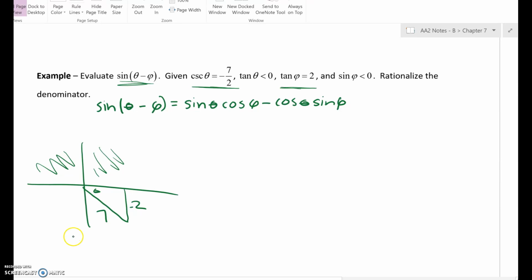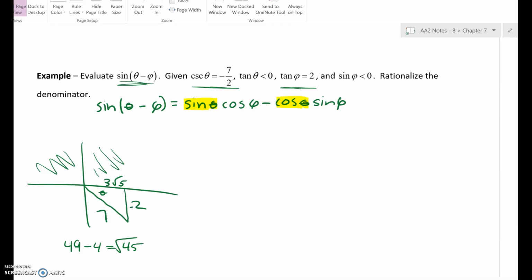We can figure out the other side. 49 minus 4 is 45. Square root it. That's 9 times 5, so 3√5. This one's going to be positive because it's going on the positive x-axis. So there's my theta triangle. Let me make that theta a little bit better. So that's my theta triangle. Okay, so I'm going to use that when I do sine theta, right? And I'm going to use that when I do cosine of theta. That's the triangle I'm going to use.